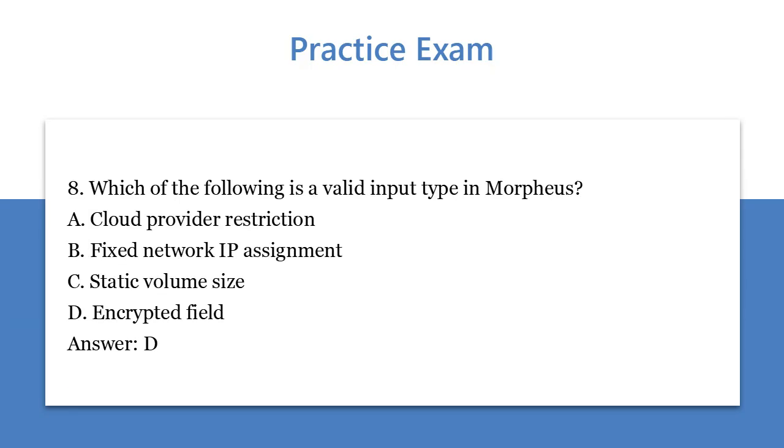8. Which of the following is a valid input type in Morpheus? A. Cloud provider restriction. B. Fixed network IP assignment. C. Static volume size. D. Encrypted field. Answer: D.